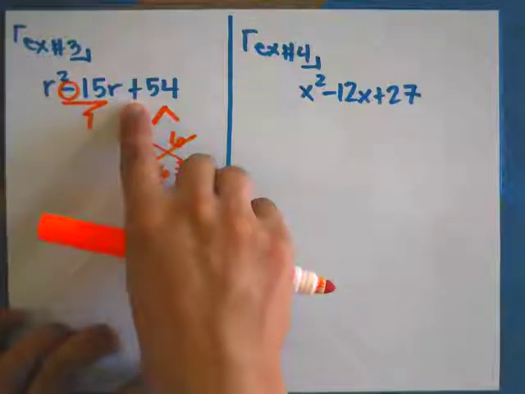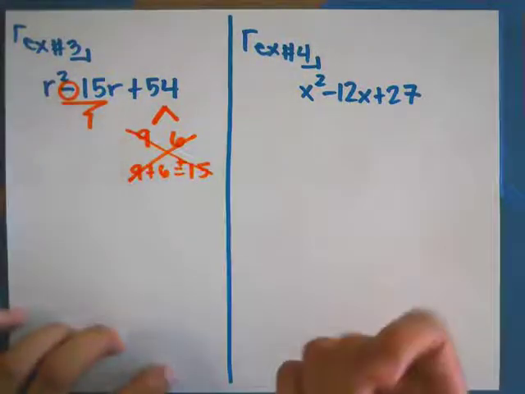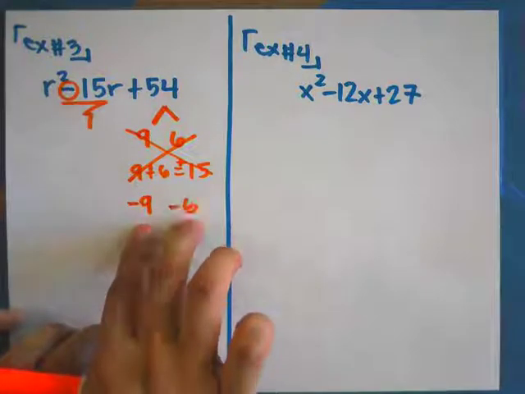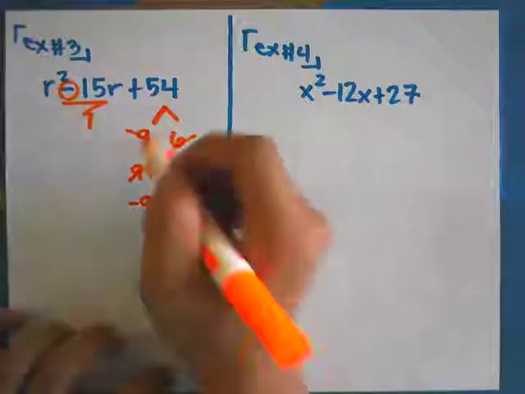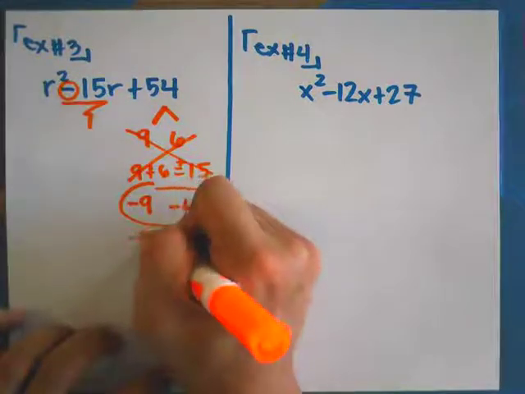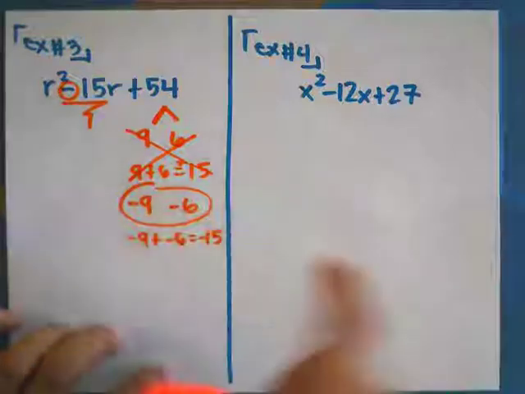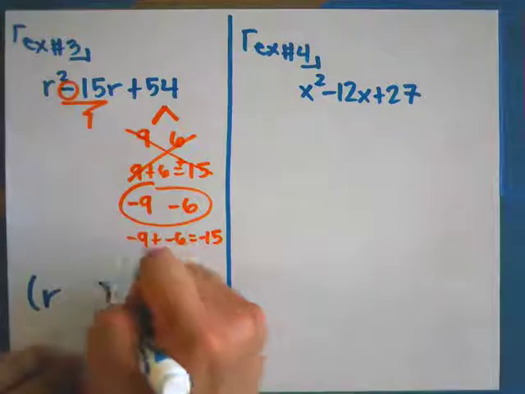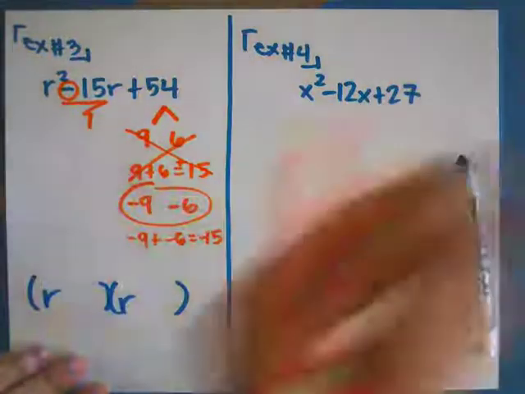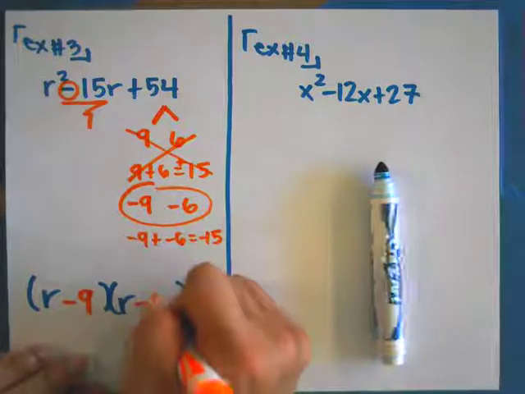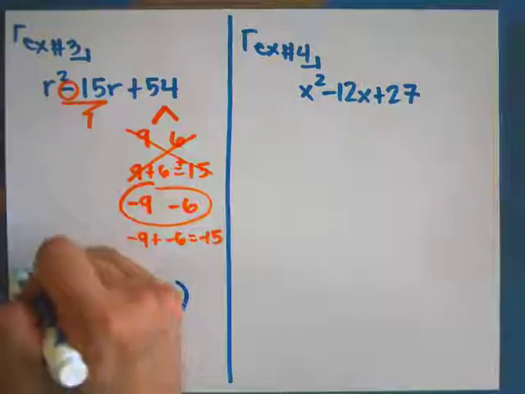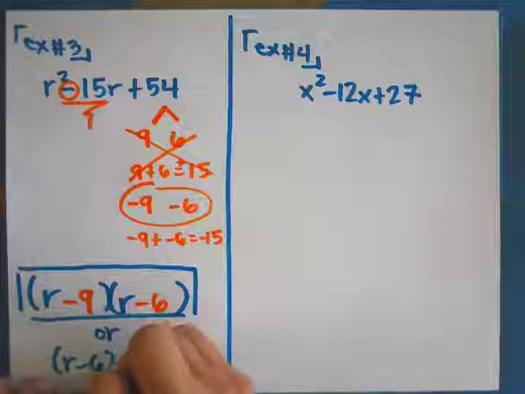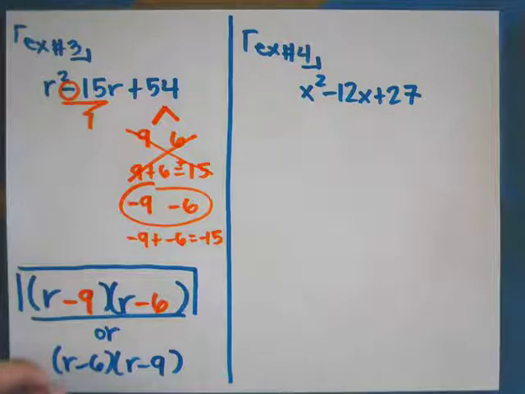For positive numbers, you can have two positive numbers. Don't forget, you can also have two negative numbers, because negative times negative is equal to a positive. And we're going to select this because negative 9 plus negative 6 equals negative 15 for that middle term. So your factors are going to be r minus 9 times r minus 6, or you can even switch it. I'll just remind you guys, r minus 6, r minus 9 is a-okay.